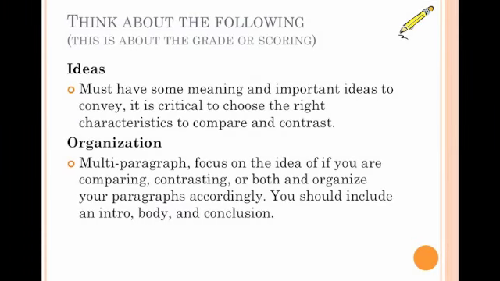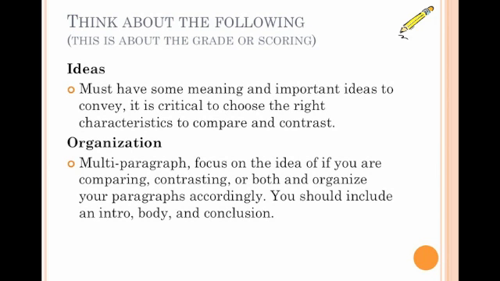Okay, so here's what we need to think about when it comes to the scoring, because this is going to be going into your 90% category. So it is considered a proficiency. When you think about the ideas, you need to have some meaning and important ideas to convey, and it's critical to choose the right characteristics or attributes from your little planner and diagram that's going to allow you to compare, contrast, or one or the other.